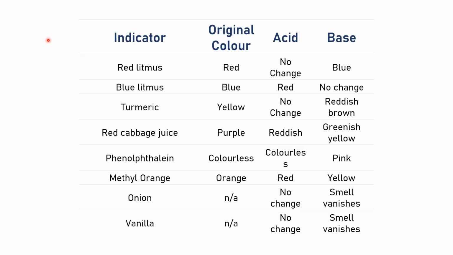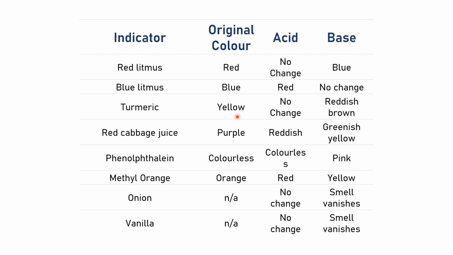Okay, here's the table. Here the red litmus paper, original color is red, but when you put it into acid, there won't be any change because it was already red. But as soon as you put it into a base, it will change into blue. Blue litmus paper, original is blue in color, but if you put it in acid, it will change to red, whereas there won't be any change when you put it in a base. Basic solution or alkaline solution.